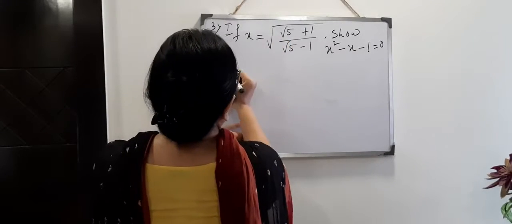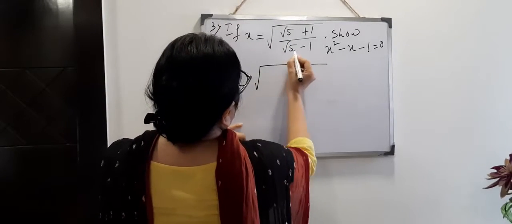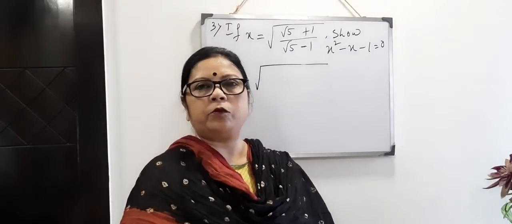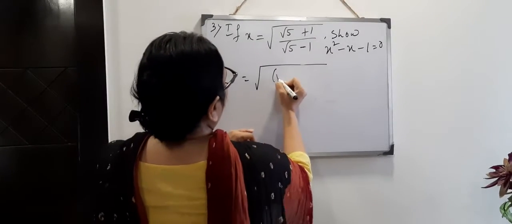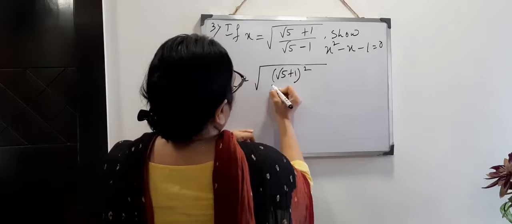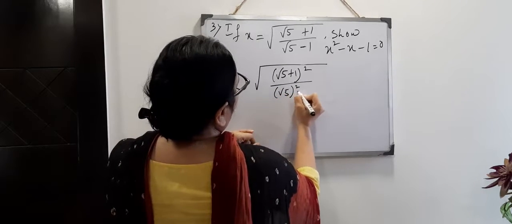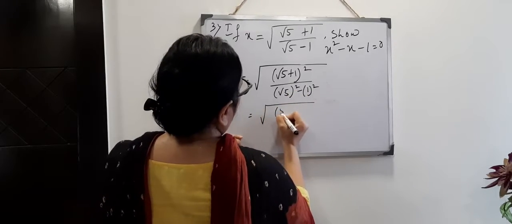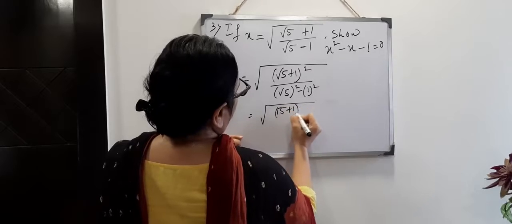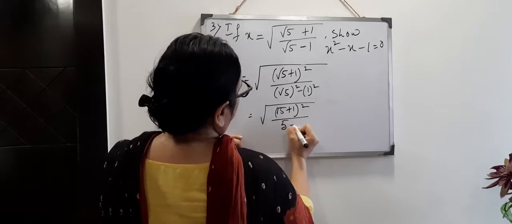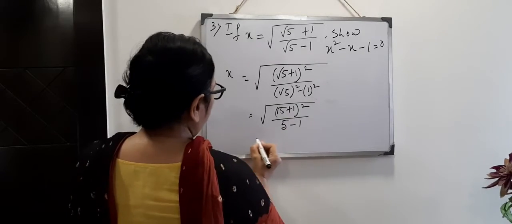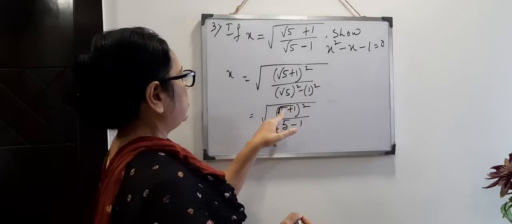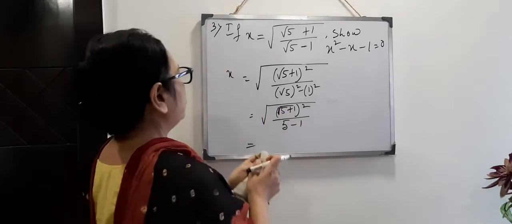So this is x equals to, if I rationalize, it is in the form of a minus b. So I have to multiply by a plus b, that means root 5 plus 1. So the numerator will become root 5 plus 1 whole square, and the denominator root 5 whole square minus 1 square. So it is becoming root 5 plus 1 whole square by 5 minus 1. Root 5 whole square is 5, 5 minus 1 means 4.